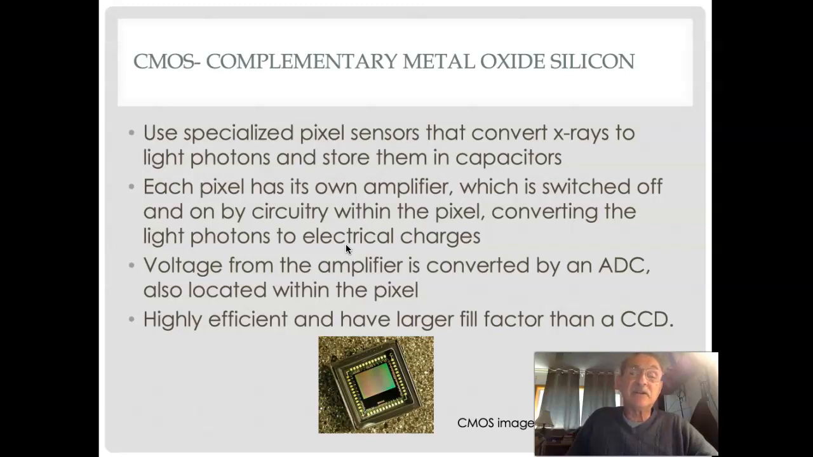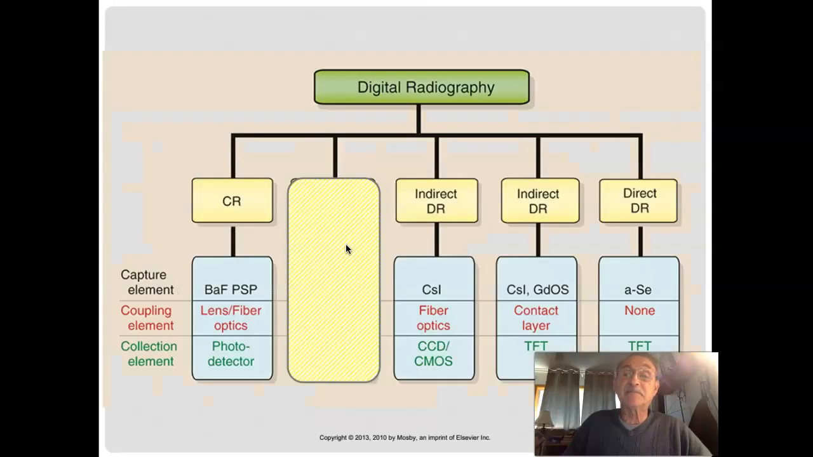CMOS, they're very efficient, and they have a larger fill factor than the charge-coupled device. But there are some disadvantages to CMOS, and one of them, as you remember, is that they are easier to manufacture, but the quality control of that manufacturing process is more variable, and so we may get quite a number of bad pixels with the CMOS. In any event, they are in our industry, and they serve the same function as the charge-coupled device.